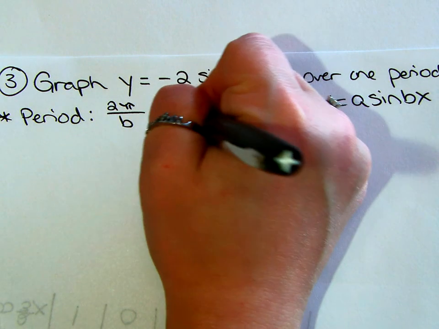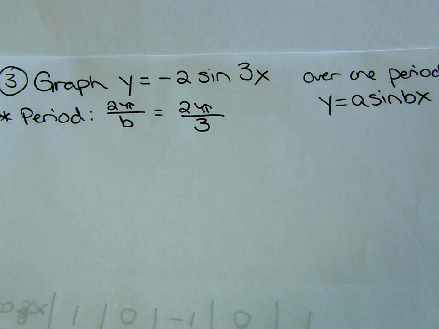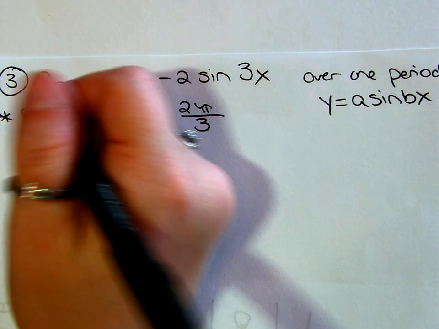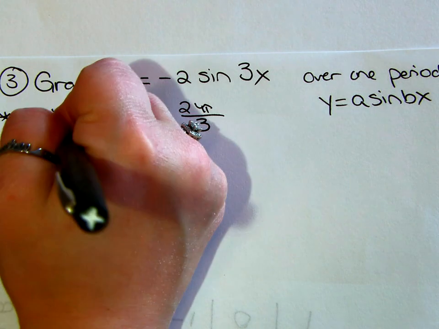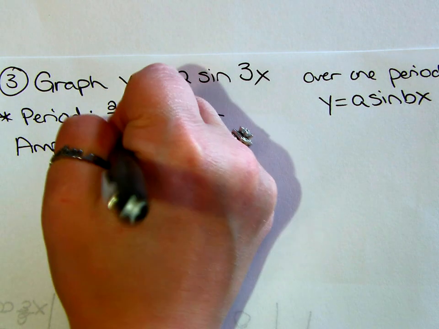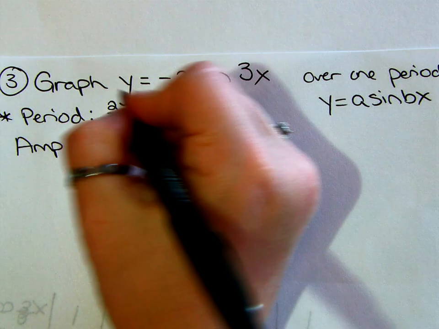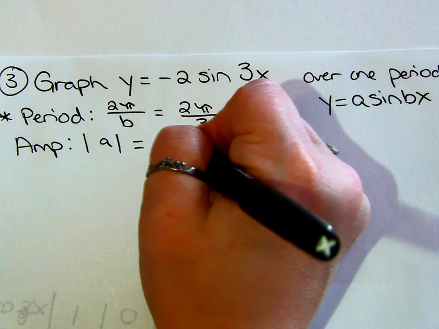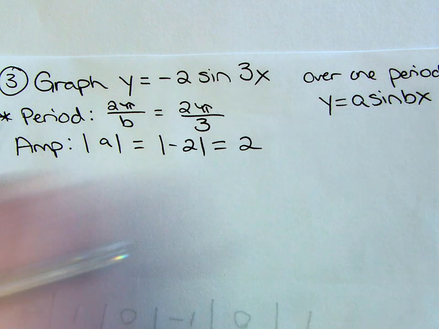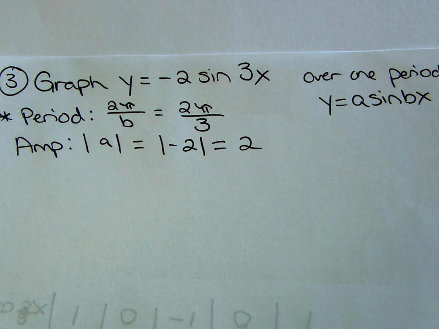So we are shrinking and squishing our graph horizontally. Our amplitude is going to be the absolute value of a. A in this case is -2, so the amplitude is 2. That just tells you our range. That means we are going to do some vertical stretching with this as well. So vertically we're stretching it out, horizontally we're smushing it in.